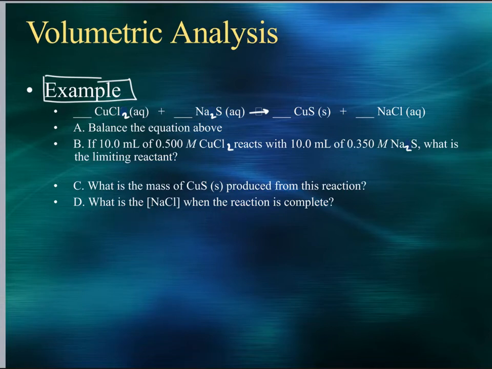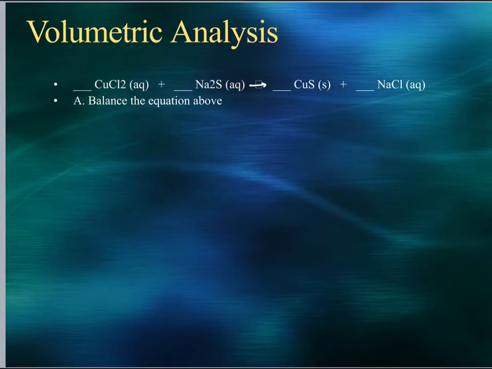And D, what's the concentration of NaCl when the reaction is complete? This is a little bit different. We'll see how to do this because we haven't seen this sort of problem before. It's similar to how much excess reactant is left over, but we're dealing with another product, and we'll talk about how we calculate this concentration. First thing we want to do is balance this, and all you need to do is put a 2 in front of the NaCl.